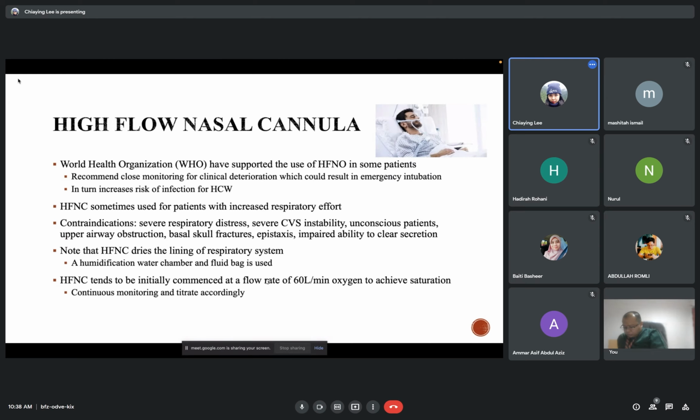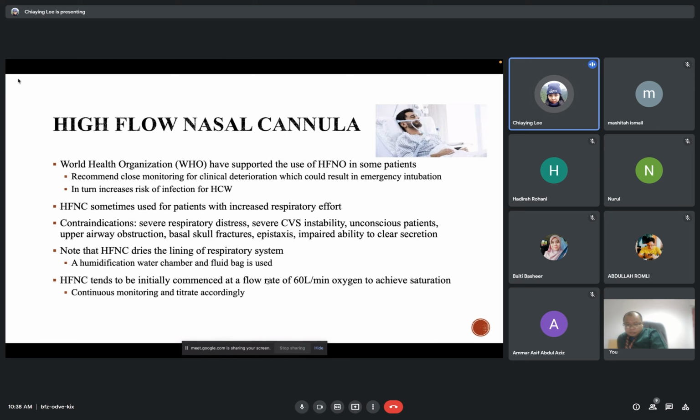Okay. So next one, we move on to high flow nasal cannula. According to the WHO guideline, they support the use of high flow nasal cannula in certain patients, but we still have to closely monitor this kind of patient for clinical deterioration, which will result in emergency intubation and subsequently increase the risk of infection for healthcare workers. Sometimes we can use this cannula for patients with increased respiratory effort.